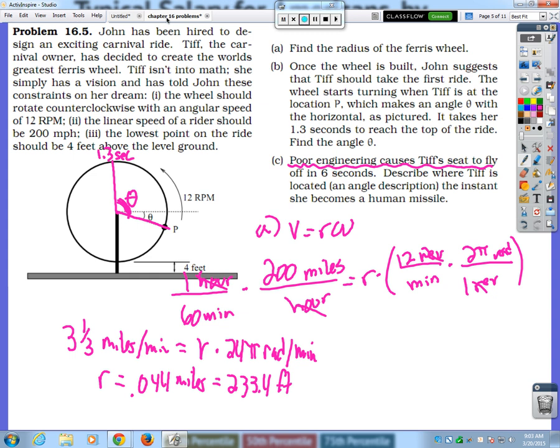We know the angular velocity, so we can find the angular velocity. And we also know the linear velocity, right? The linear velocity is 200 miles per hour. So how can I use the linear velocity to find the arc length if we know that this takes 1.3 seconds?